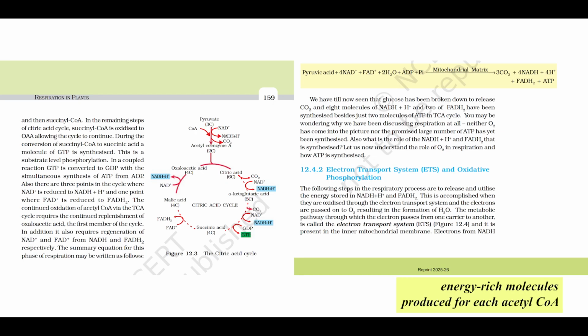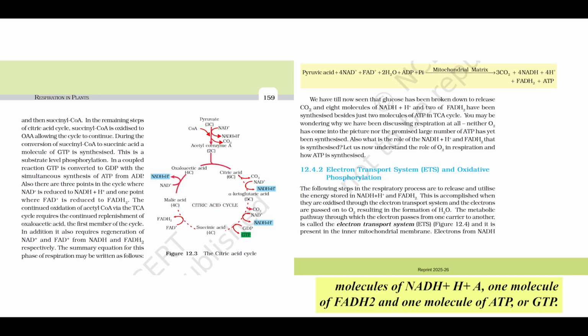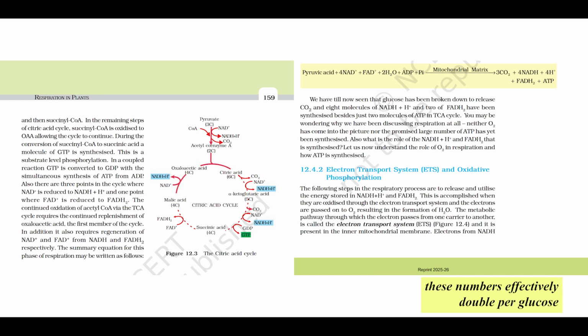So let's tally the energy-rich molecules produced for each acetyl-CoA molecule that enters the Krebs cycle. You get 3 molecules of NADH plus H+, 1 molecule of FADH2, and 1 molecule of ATP or GTP. Since one glucose molecule yields 2 acetyl-CoA molecules, these numbers effectively double per glucose molecule. So for one glucose molecule, the Krebs cycle yields a total of 6 NADH plus H+, 2 FADH2, and 2 ATP.